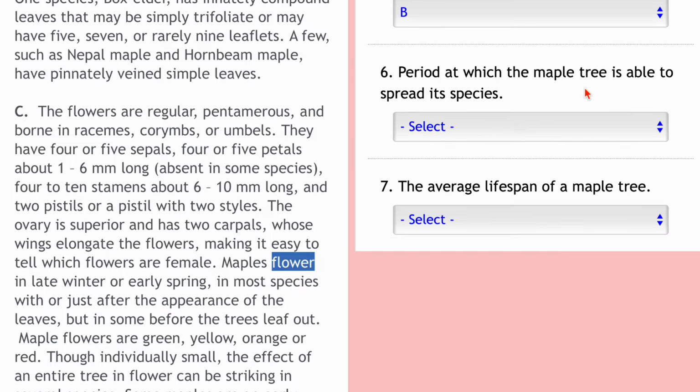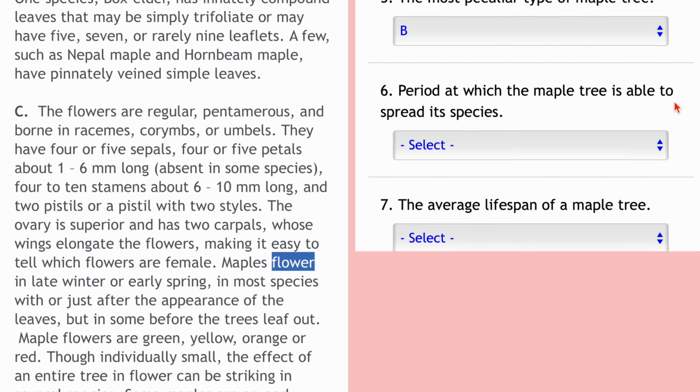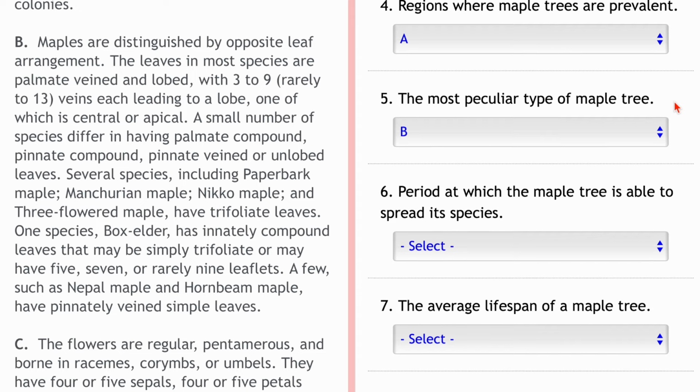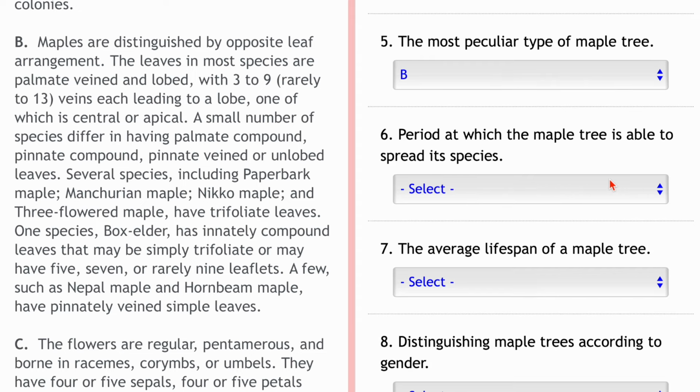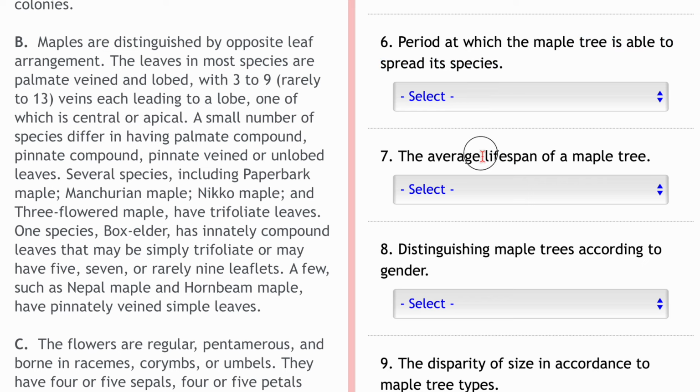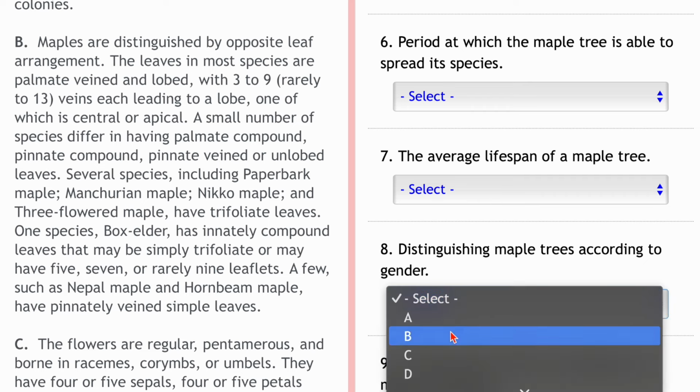Period at which maple tree is able to spread its species. Talking about flowers. Is that one in C? No, I still am not seeing here about able to spread its species. The average lifespan of a maple tree. Didn't see that one either. Distinguishing maple trees according to gender. Yes, right. I did see that one.